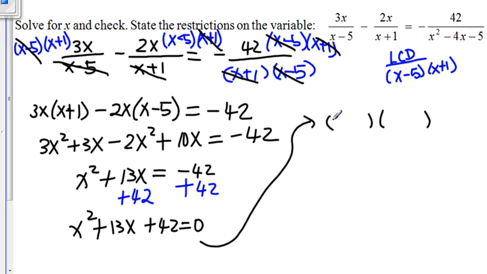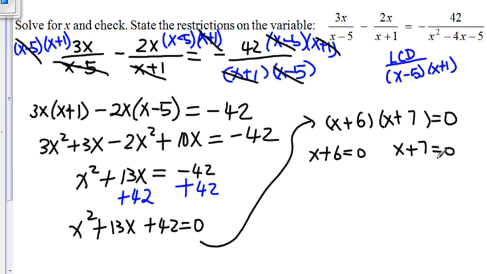X squared we can factor as x times x. We are going to find two numbers that multiplied together give us 42 and combine to give us 13. That will be 6 and 7. Since we want positive 13, they have to be both positive. Therefore, we get either x plus 6 equal to 0 or x plus 7 equal to 0. Now we subtract 6 on both sides, so x equals negative 6. We subtract 7 on both sides, so x equals negative 7.